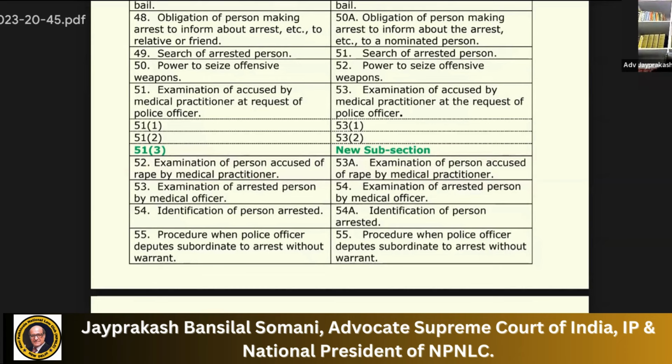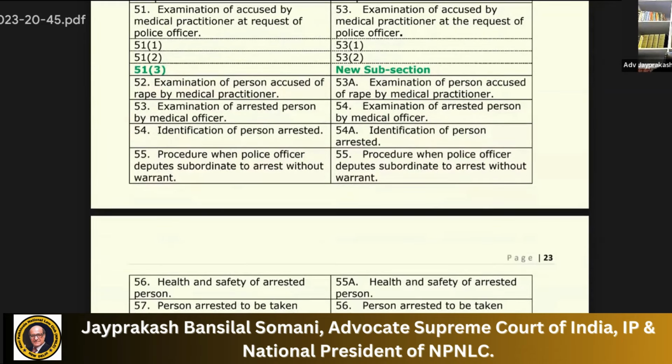BNSS section 52, examination of a person accused of rape by medical practitioner. Its earlier section was CrPC section 53A. In BNSS section 53, examination of arrested person by medical officer. Its corresponding section was CrPC section 54. In BNSS section 54, identification of person arrested. Its corresponding section in CrPC was 54A. Section 55 in both BNSS as well as in CrPC is the same: procedure when police officer deputes subordinate to arrest without warrant.